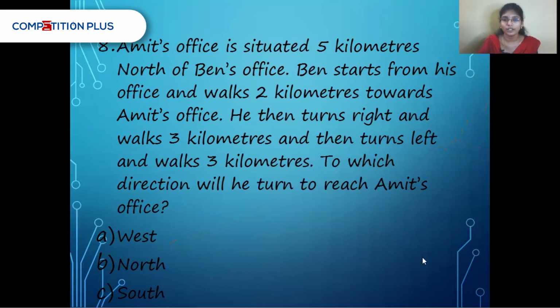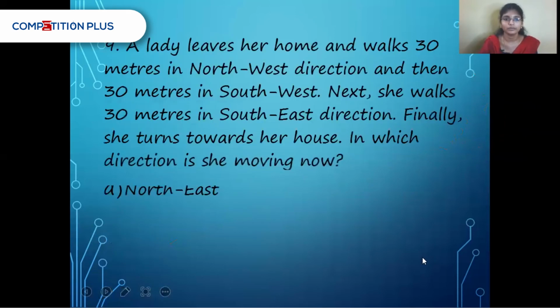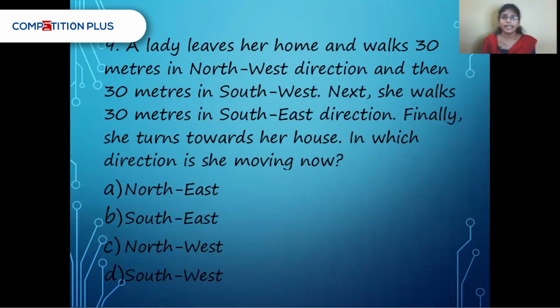Let's move to the next question. A lady leaves her home and walks 30 meters in the northwest direction. Here comes your cardinal direction, northwest. So you should first know which is the northwest direction. This is the northwest, and she's moving 30 meters.